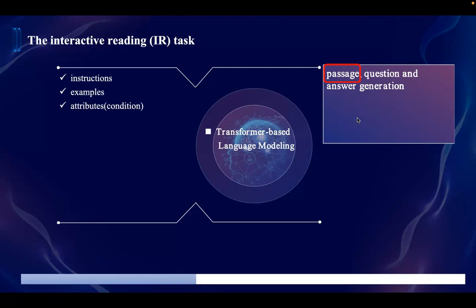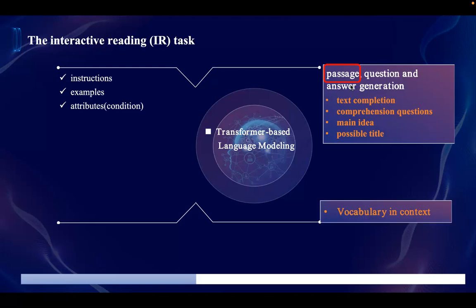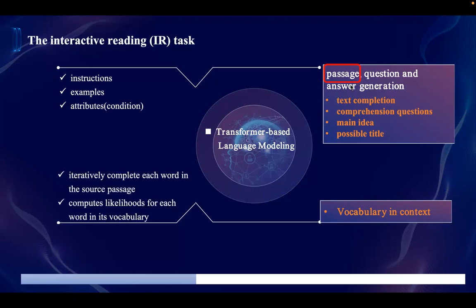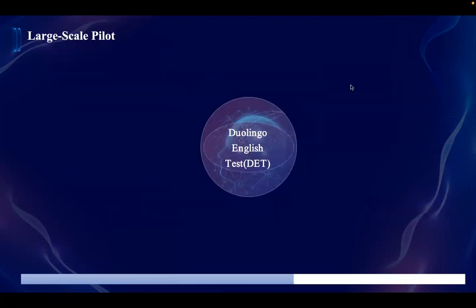We continue by generating questions and possible correct answers for text completion, comprehension questions, main idea, and possible title in a similar way. A different process is used for generating vocabulary in context items. The language model is used to iteratively complete each word and computes likelihoods. Ideally, successful distractors have low, but not too low, likelihood and have the same syntactic part of speech as the correct answer. Human review is necessary for editorial and test design considerations.